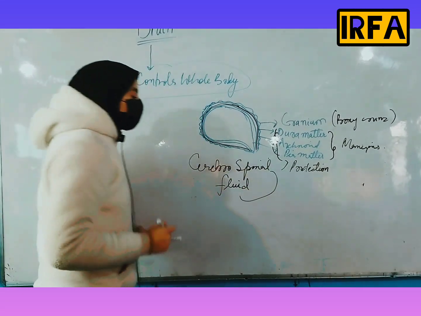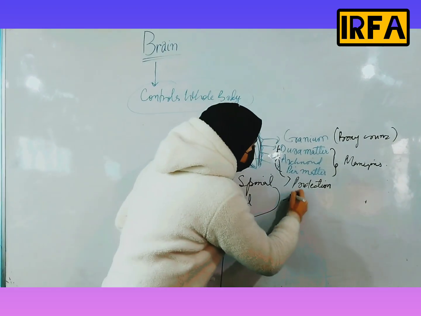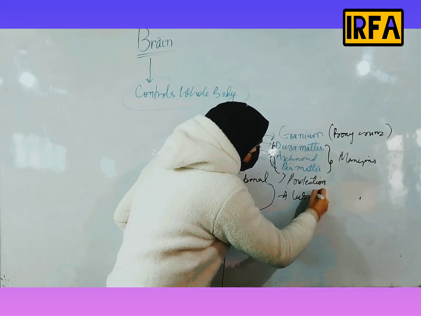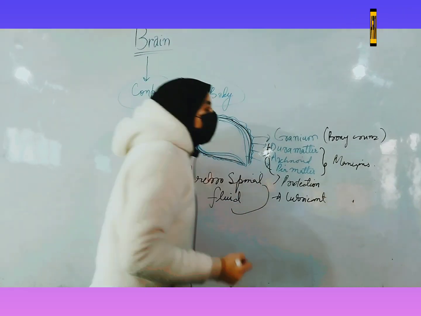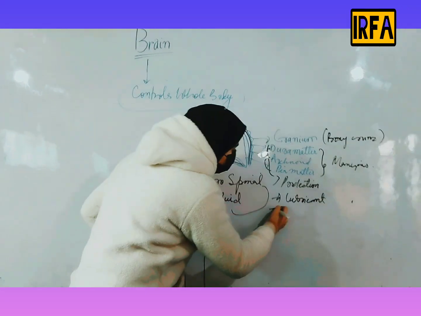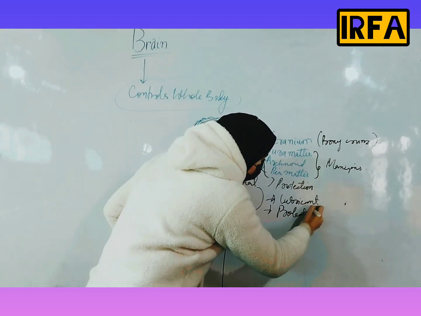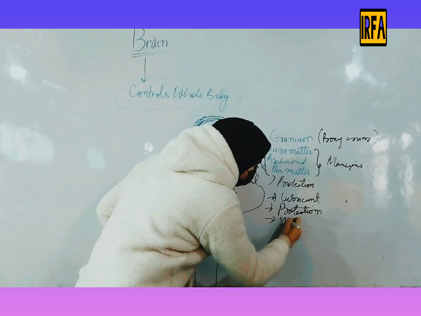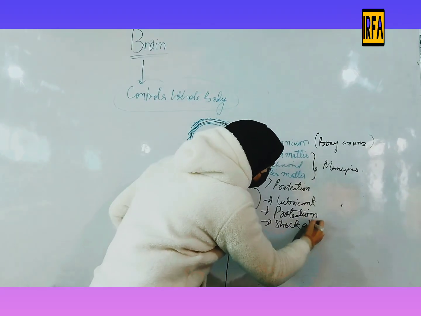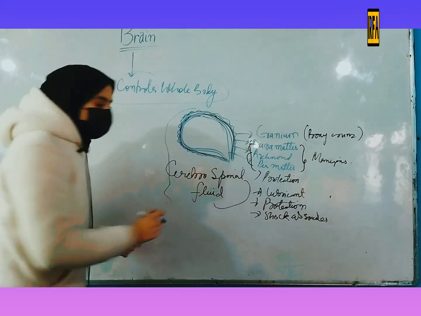Now, what is the function of this fluid here? It just acts as a lubricant. And if we get some mechanical injury to the brain, it acts as protection. It acts as a shock absorber. So this was about the brain.